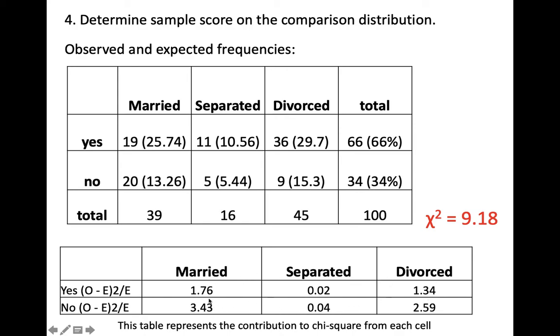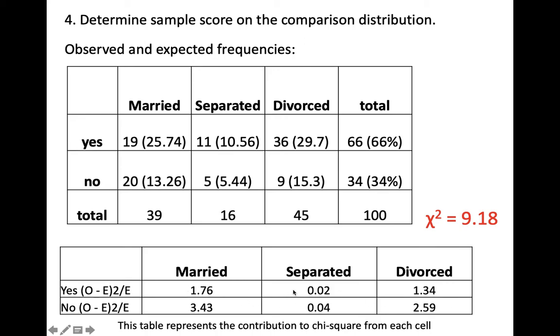What you can see is that the numbers in these cells represent the contribution to chi-square, because we sum up each of these cells and we get the overall chi-square. So 1.76 plus 0.02 plus 1.34, et cetera, plus 2.59 yields a chi-square of 9.18. You can check your math. You should be right around this ballpark. If you're off by just a little bit, like a 100th or 0.05 or even a tenth, you probably did it right. But take a look at my numbers and see where you're at.